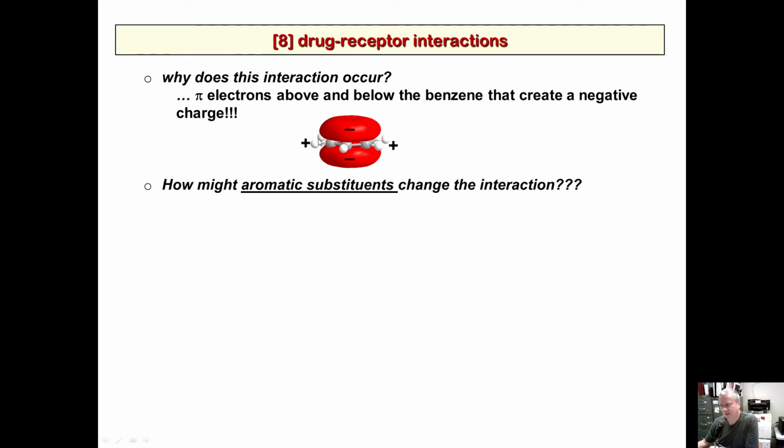If a donating group is going to donate electrons in, it's probably going to make the interaction a little more strengthened, right? Alternatively, if you have some random X group that's pulling electrons away, that's going to make less of a negative charge, and that would maybe decrease the interaction, and that totally makes sense, right?